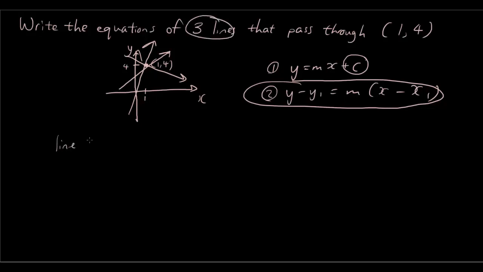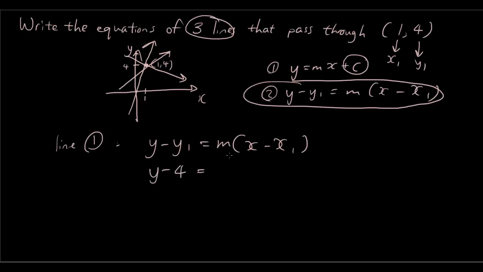So let's do line number 1. And so our equation is y minus y1 equals m bracket x minus x1. And let's substitute the information that we know into the equation. So the coordinates 1 and 4, I'm gonna substitute them into x1 and y1. Okay, so I have y minus 4 equals m bracket x minus 1. Now you might say, why did I choose to substitute them into x1, y1? What does the 1 mean?